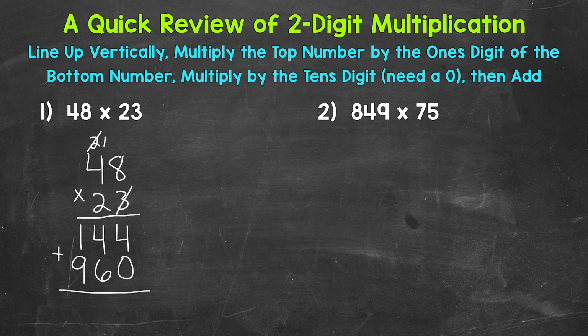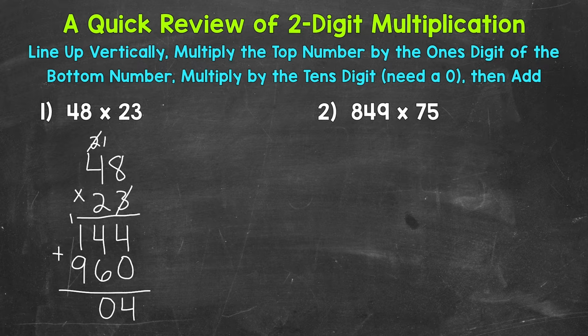Now we're ready to add, and we're going to start with the ones place. So we have 4 plus 0, that's 4. Then we move to the tens place. We have 4 plus 6, which is 10. So we can write our 0, and then carry our 1.